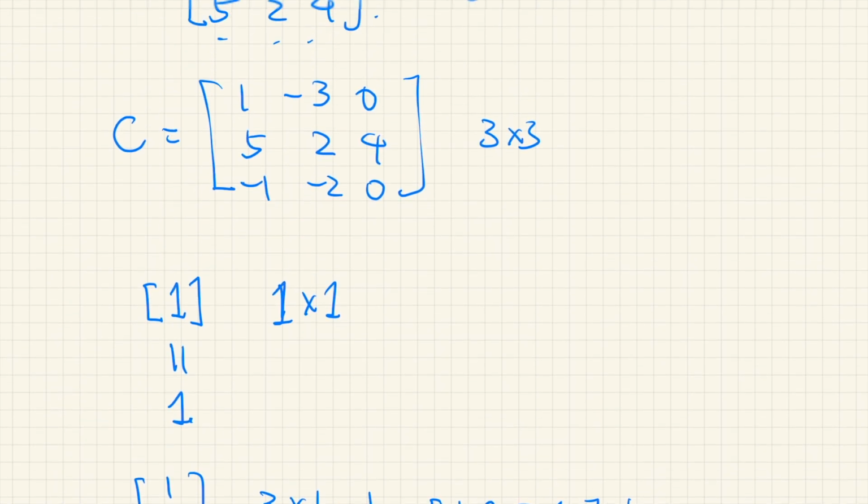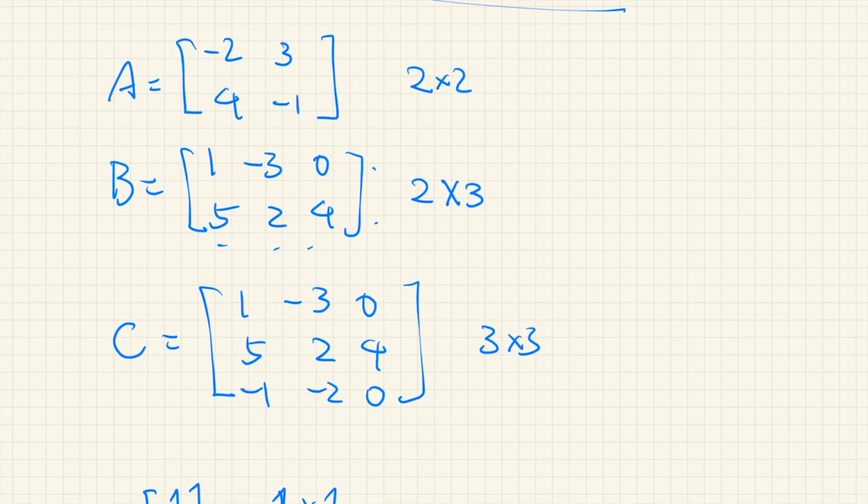In the previous examples, let's pick this one, C. Each column is a column vector. So this matrix C consists of 3 column vectors or 3 row vectors.